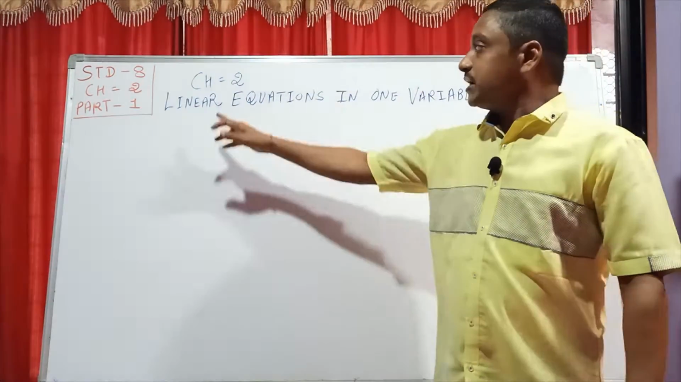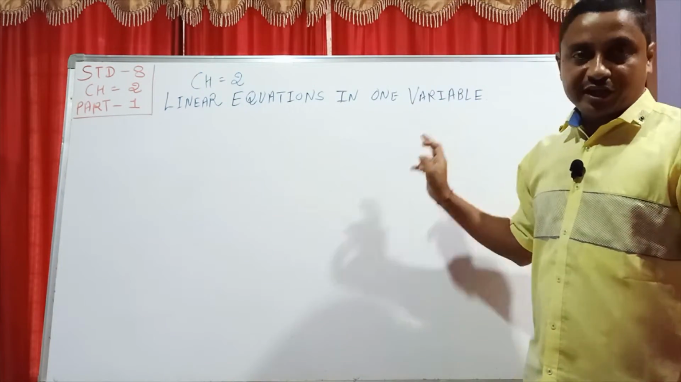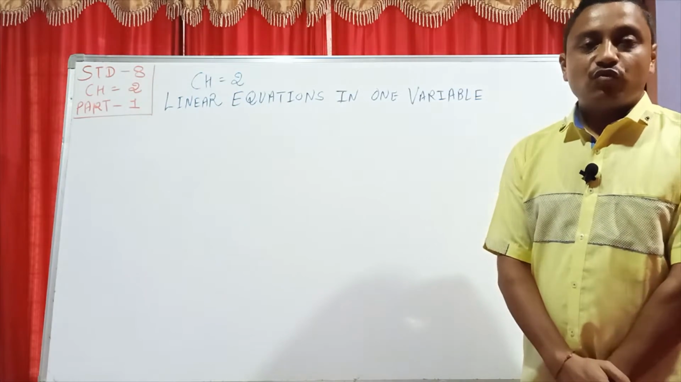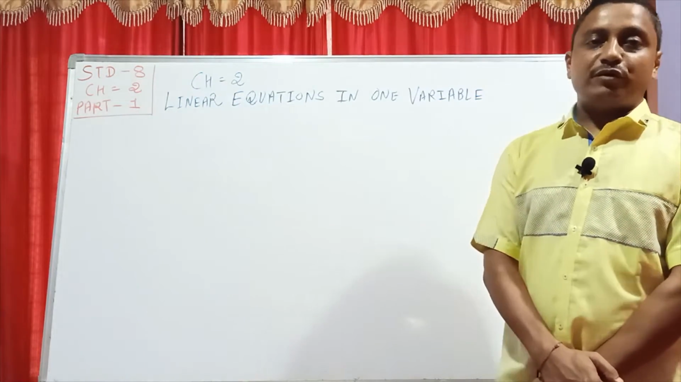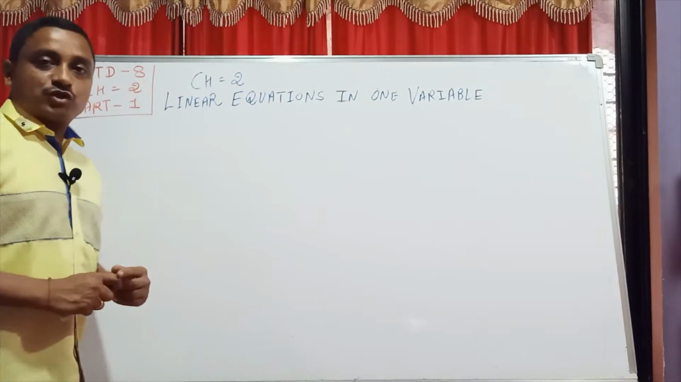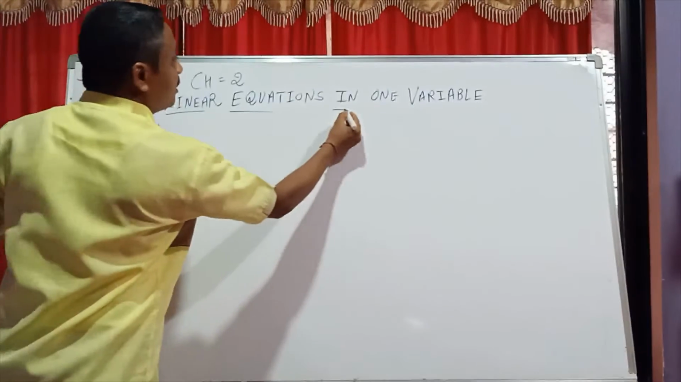Today I will explain chapter 2, linear equations in one variable. Yes students, linear equations in one variable. One variable means only one variable is used in this type of equation in this chapter. So first let me explain what a linear equation in one variable is.